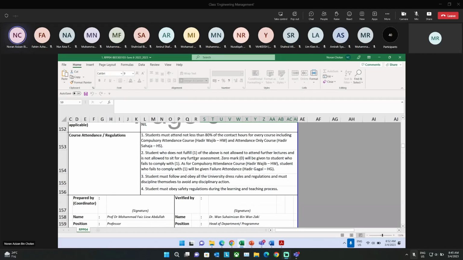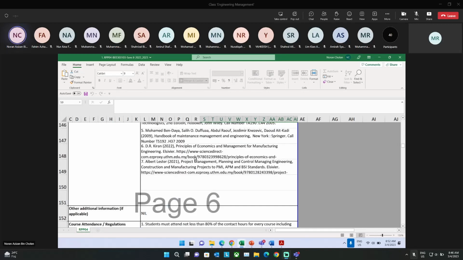So that's why they come out with engineering management, and it is very important, because this is what you are going to experience when you finish your undergraduate. You go to the industry, and this is what you will experience. Okay, that's all about the lesson plan.